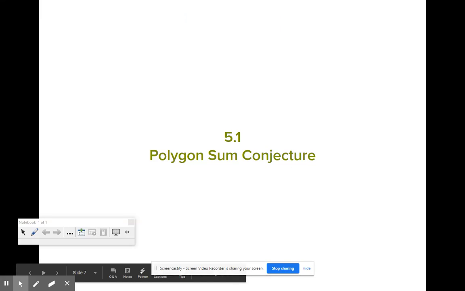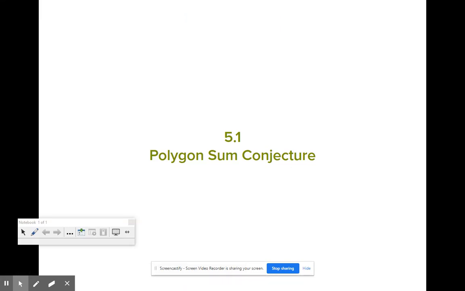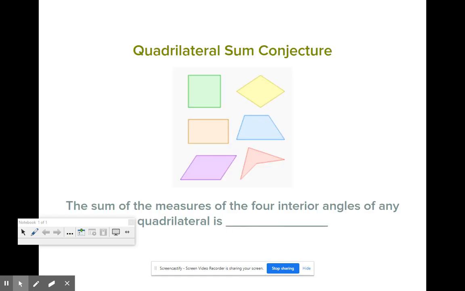Today we are going to be talking about the Polygon Sum Conjecture. So we're going to be talking about interior angles of all polygons. Tomorrow we'll be talking about exterior angles of polygons, but today is all about the interior.